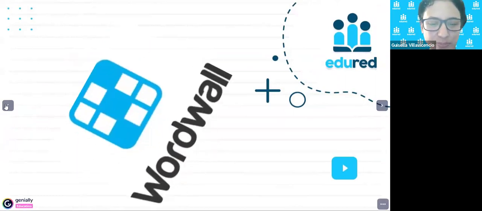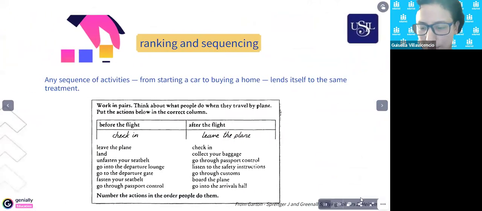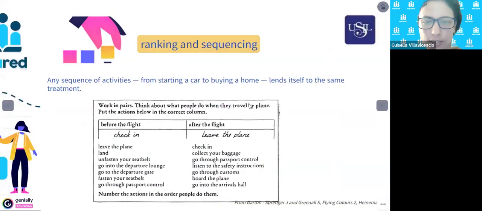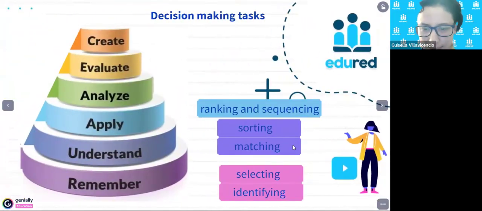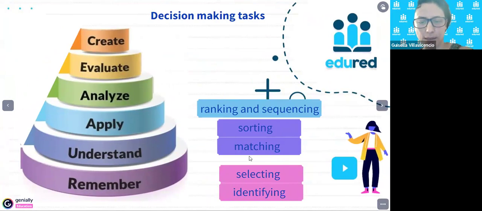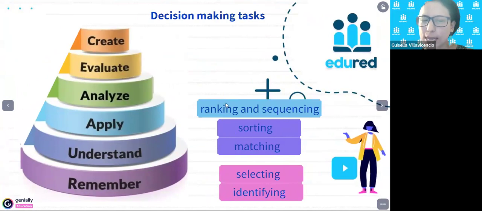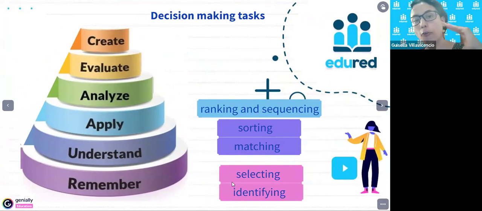Okay, guys. So for practicing, these kinds of activities, identifying, selecting, matching, sorting, maybe ranking and sequencing, I'm not sure if we can do this with WordWall, but WordWall helps us for lower thinking skills, mainly for receptive activities, right?